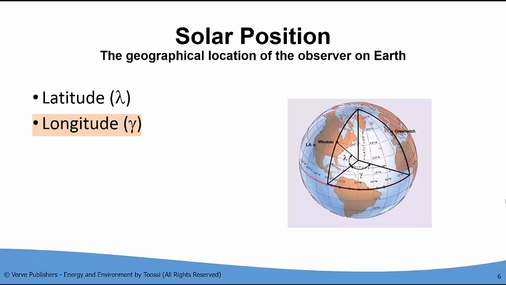By the way, these are the two angles that are also determined by the GPS in your car. Once you know these two angles, you can identify your position on the Earth uniquely.